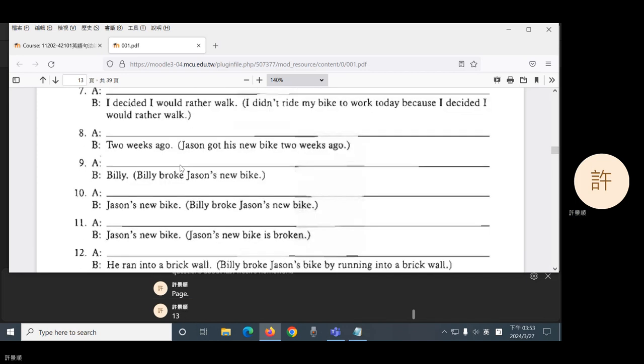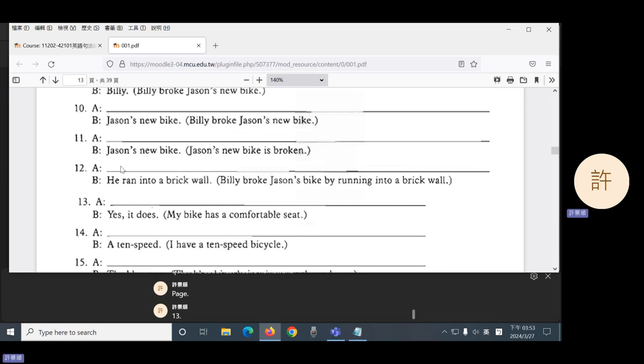Page 13, this one, number 11, it should be present tense. Whose bike is broken? Right, because the answer is also present tense. Whose bike is broken?